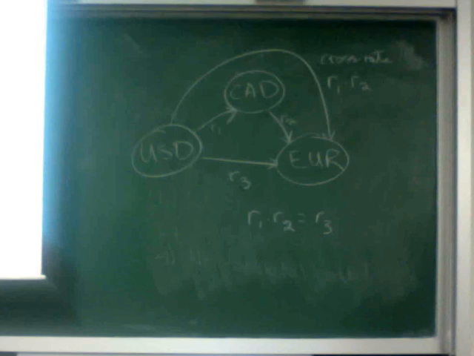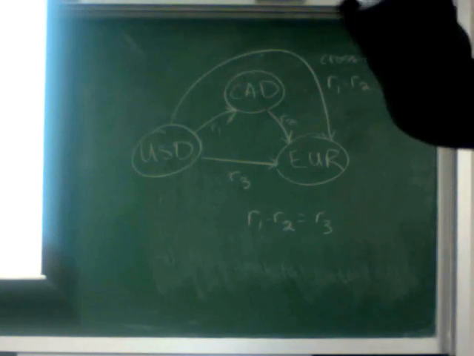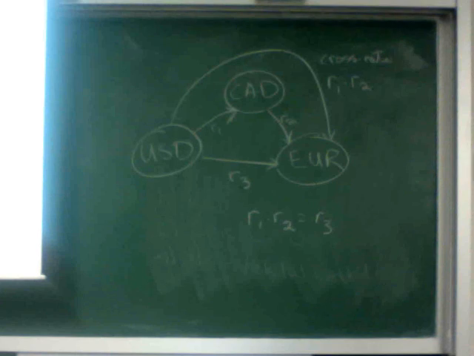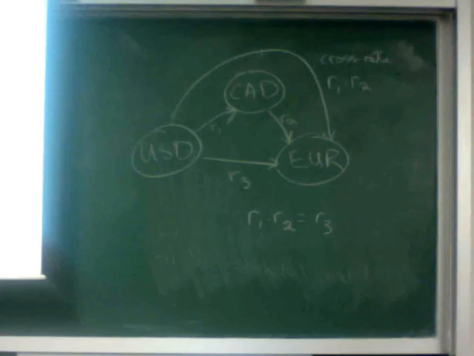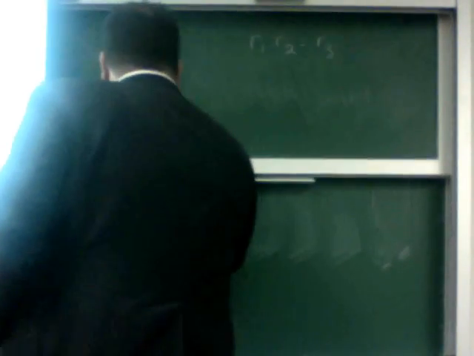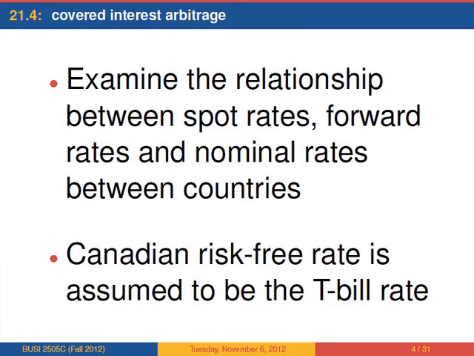So this argument, this arbitrage-free pricing argument, is used throughout finance to justify what a price for something should be. So that was the example of the triangle arbitrage. Then the next one was what's called the covered interest arbitrage.